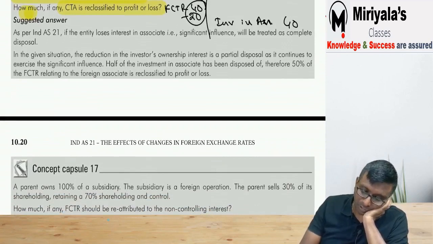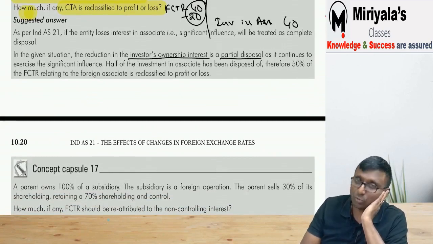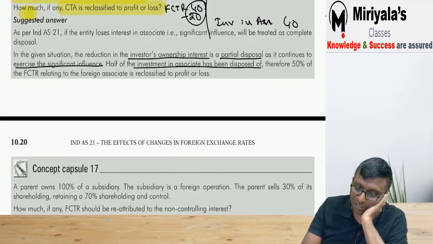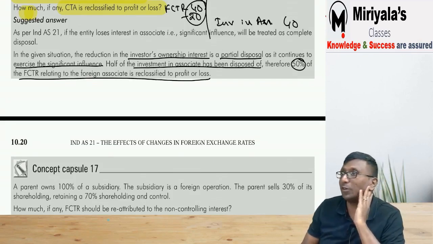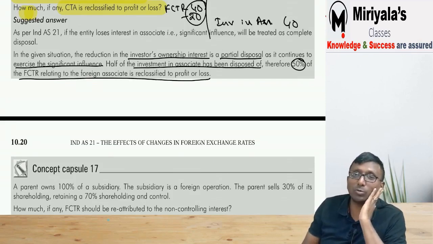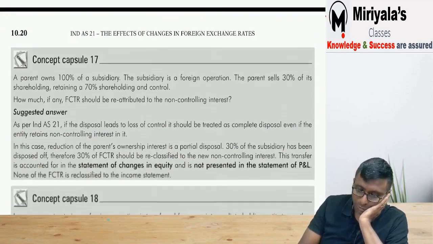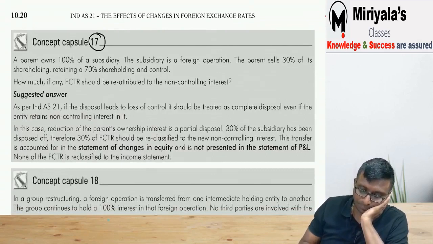That's all. Look, my dear, in the given situation, reduction of the investor ownership is a partial disposal. True. Still we have significant influence. As it continues to exercise the significant influence, half of the investment in associate has been disposed of. Therefore, 50% of FCTR should be transferred to profit and loss statement. That's all. Right. Next question. Read this also.